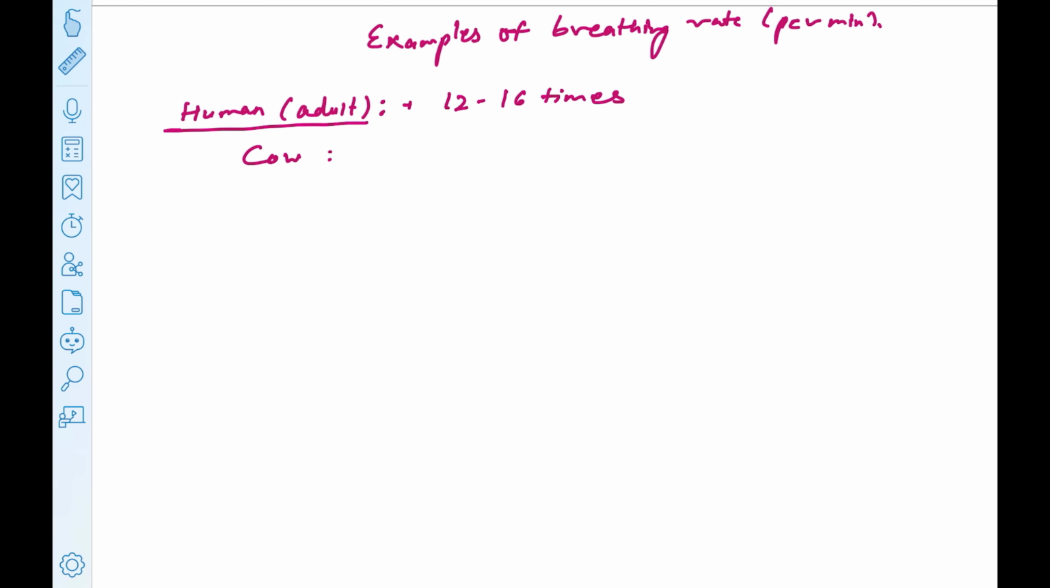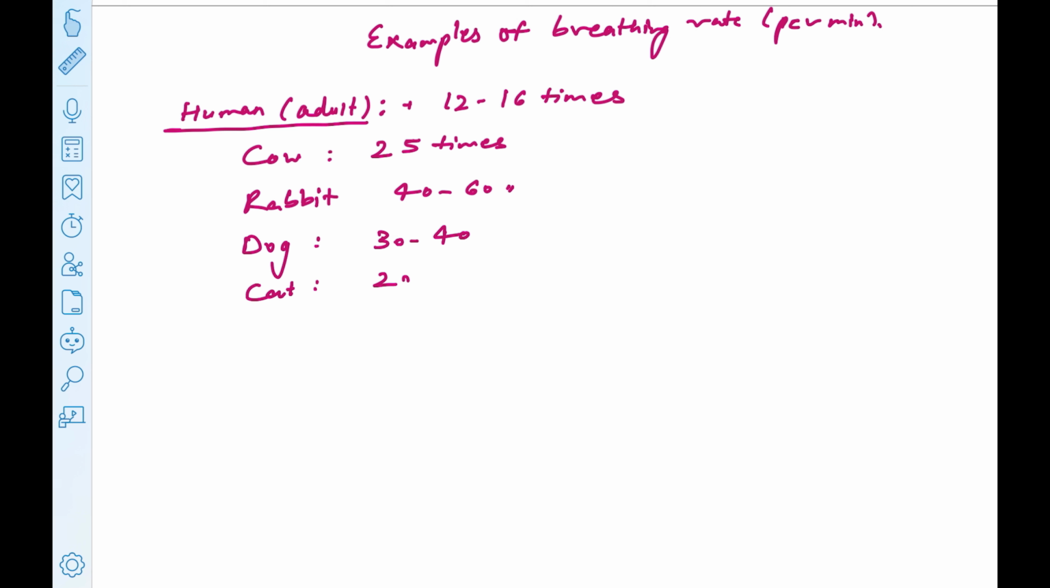Let's write down some examples of breathing rate of animals per minute. Humans have 12 to 16 times breathing rate. Cows have 25 times. Rabbit has 40 to 60 times. Dog has 30 to 40 times. Cat has 20 to 30 times. Elephant has 6 to 10 times. And mouse has 18 to 100 times. Okay.